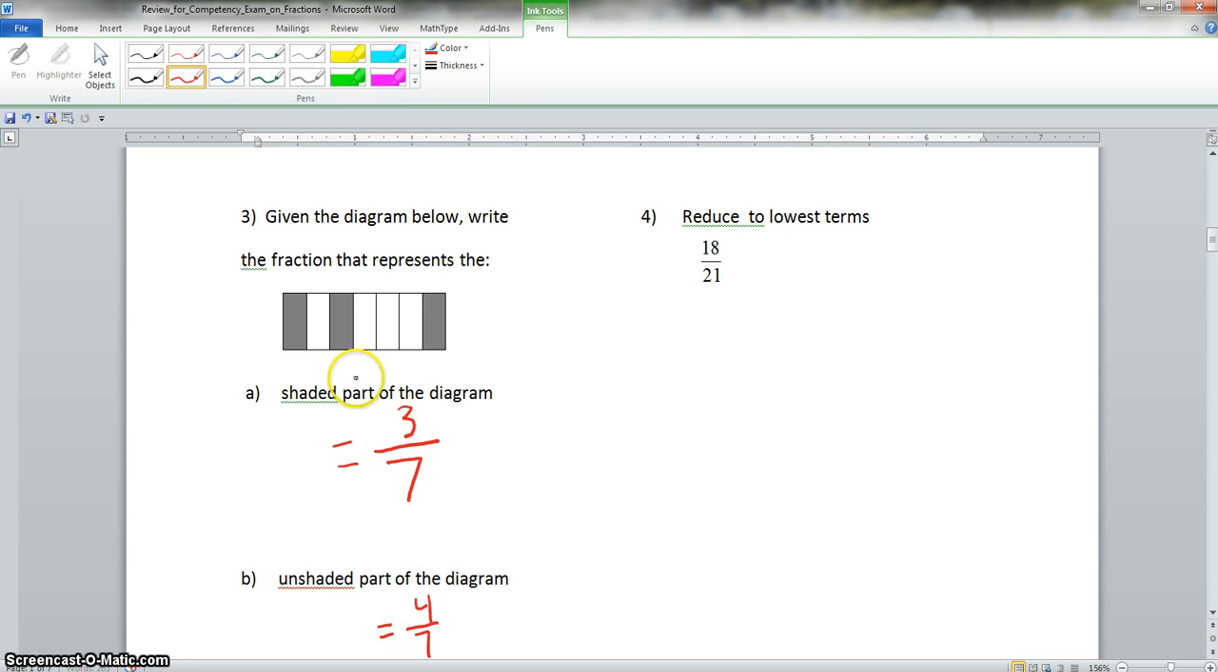Now to prove that this is correct, everything in this box here is either shaded or not shaded. So these two added together should equal 1 whole. And we know 3 sevens plus 4 sevens is 7 sevens, which is 1 whole.